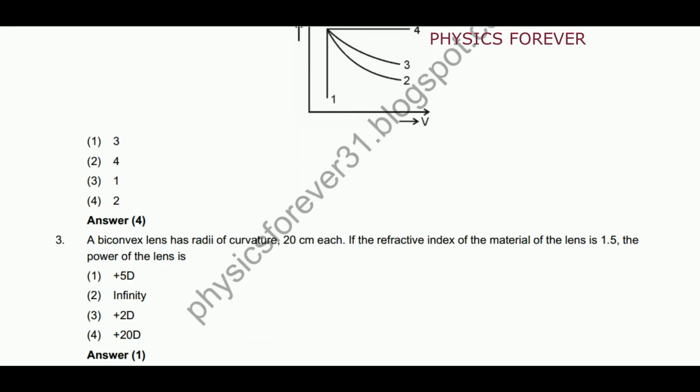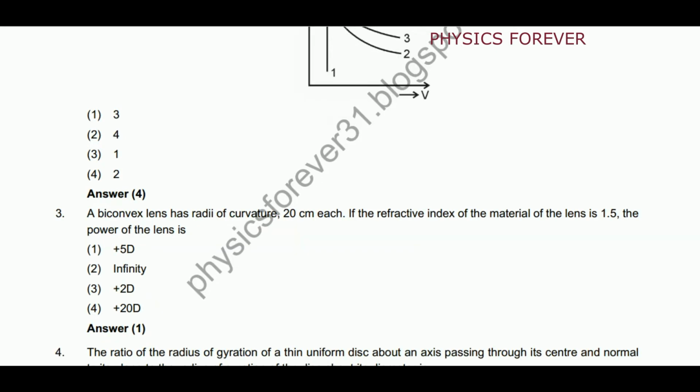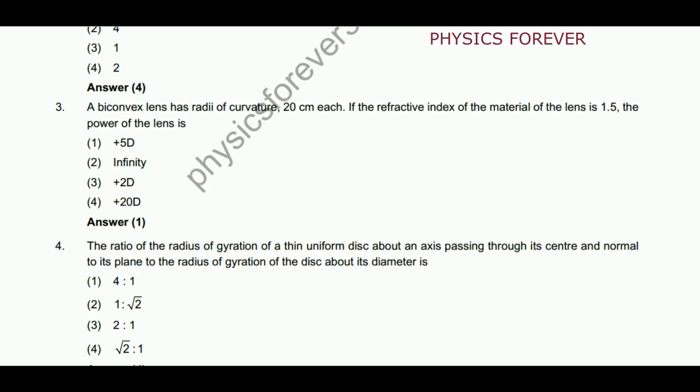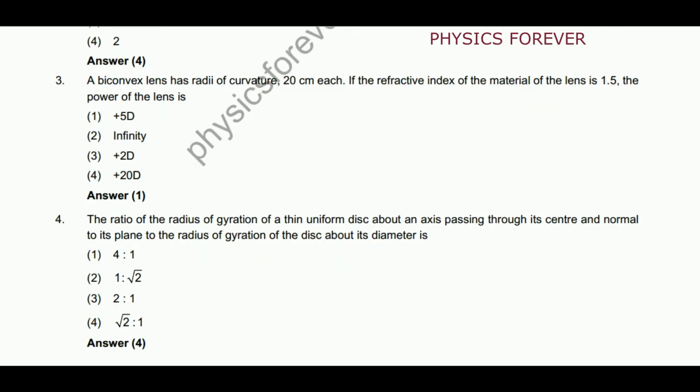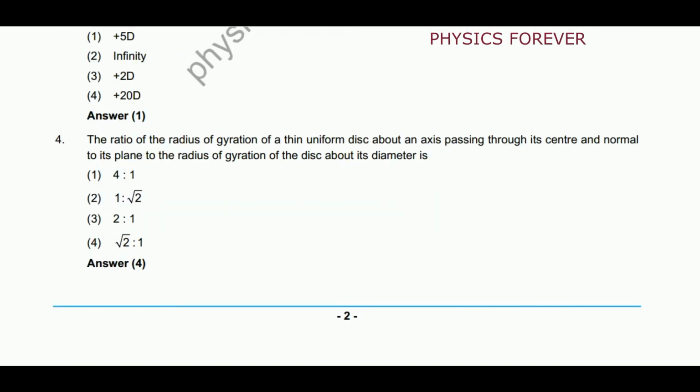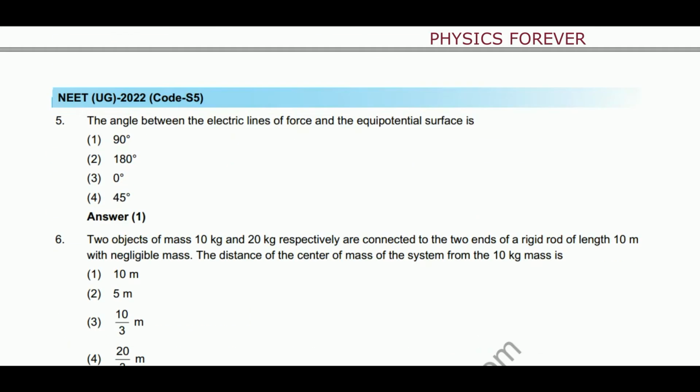A biconvex lens has radii of curvature 20 cm each. If the refractive index of the material of the lens is 1.5, the power of the lens is plus 5D. So the ratio of the radius of gyration of a thin uniform disc about an axis passing through its center and normal to its plane to the radius of gyration of the disc about its diameter is √2:1. Okay. So the angle between the electric line of force and equipotential surface is 90 degrees.